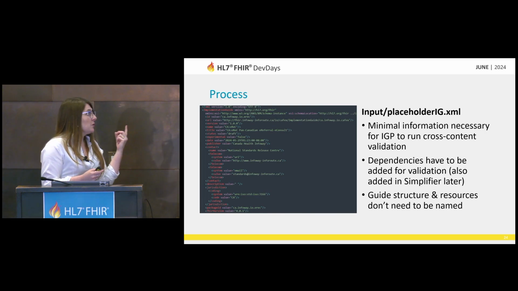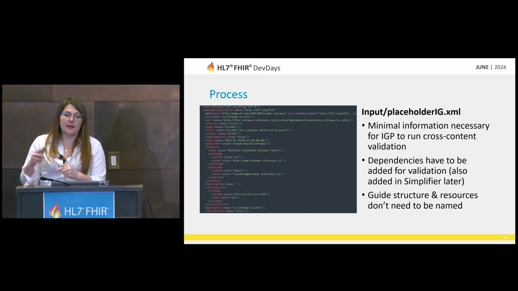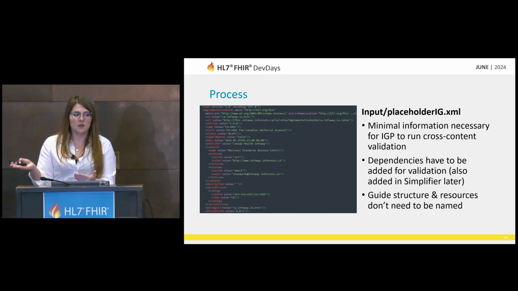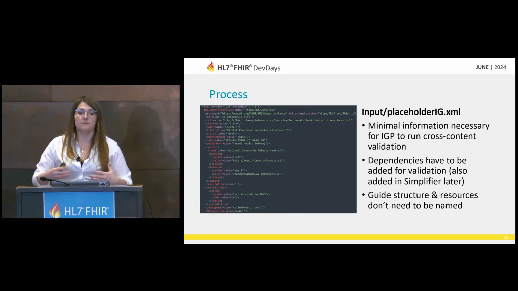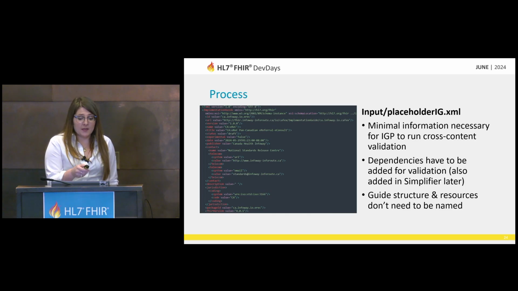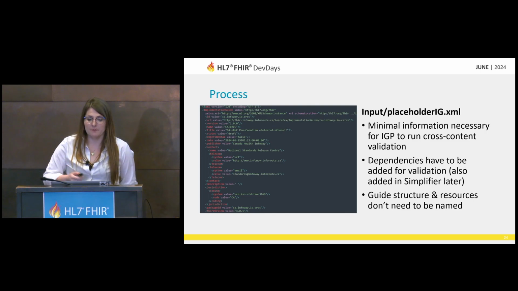You have to name it in your placeholder IG. You have to also nominate it a little bit later that I'll talk about, but this is what's going to give you that fulsome cross-project validation if you are trying to leverage the work that's in other profiles to drive harmonization. Not everything in the actual guide structure and resources needs to actually be named. So I've commented out a lot of that in my placeholder IG.